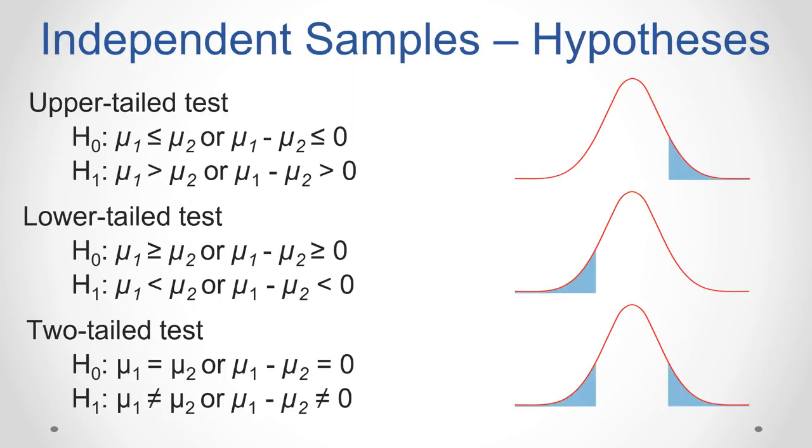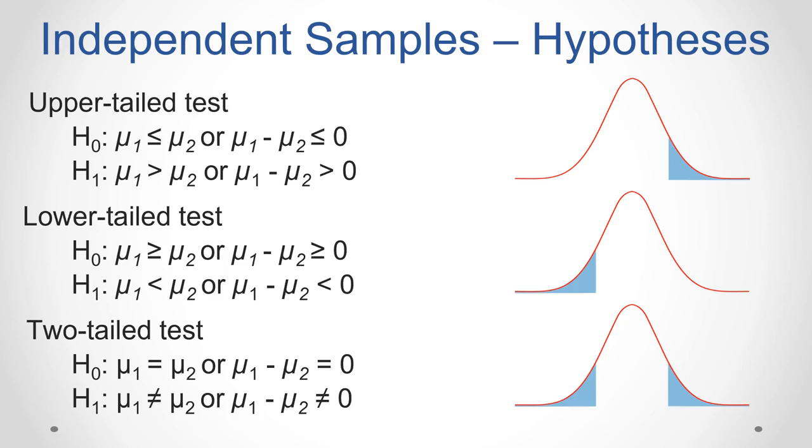Step 1. State the hypotheses. For independent samples t-test, the null hypothesis states that there is no difference between the 2 population means. On this slide, I have provided the hypotheses for upper-tailed tests, lower-tailed tests, and 2-tailed tests.